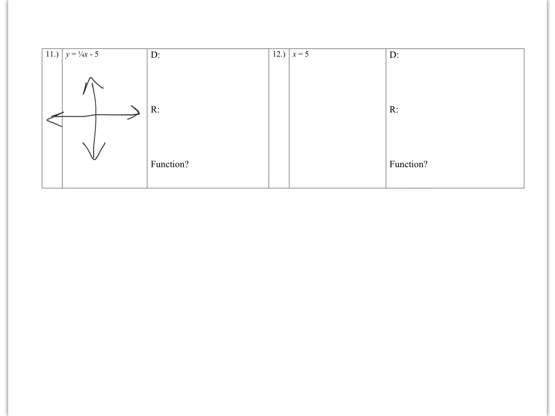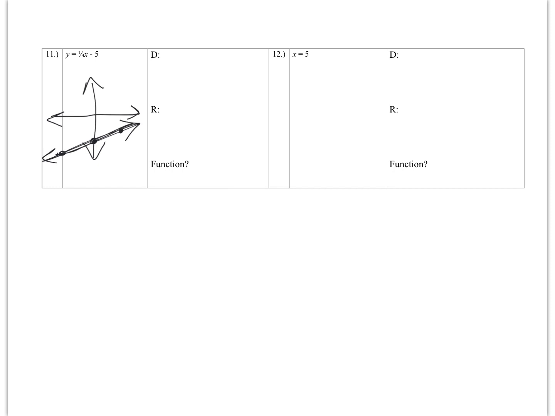So the y-intercept is -5, so let's say that's -5 down there. And the slope is 1/4, so if I rise 1, run 4, I'm going to have a point over here. I could do it again. I could go down 1, to the left 4. And what I have is a line right here.